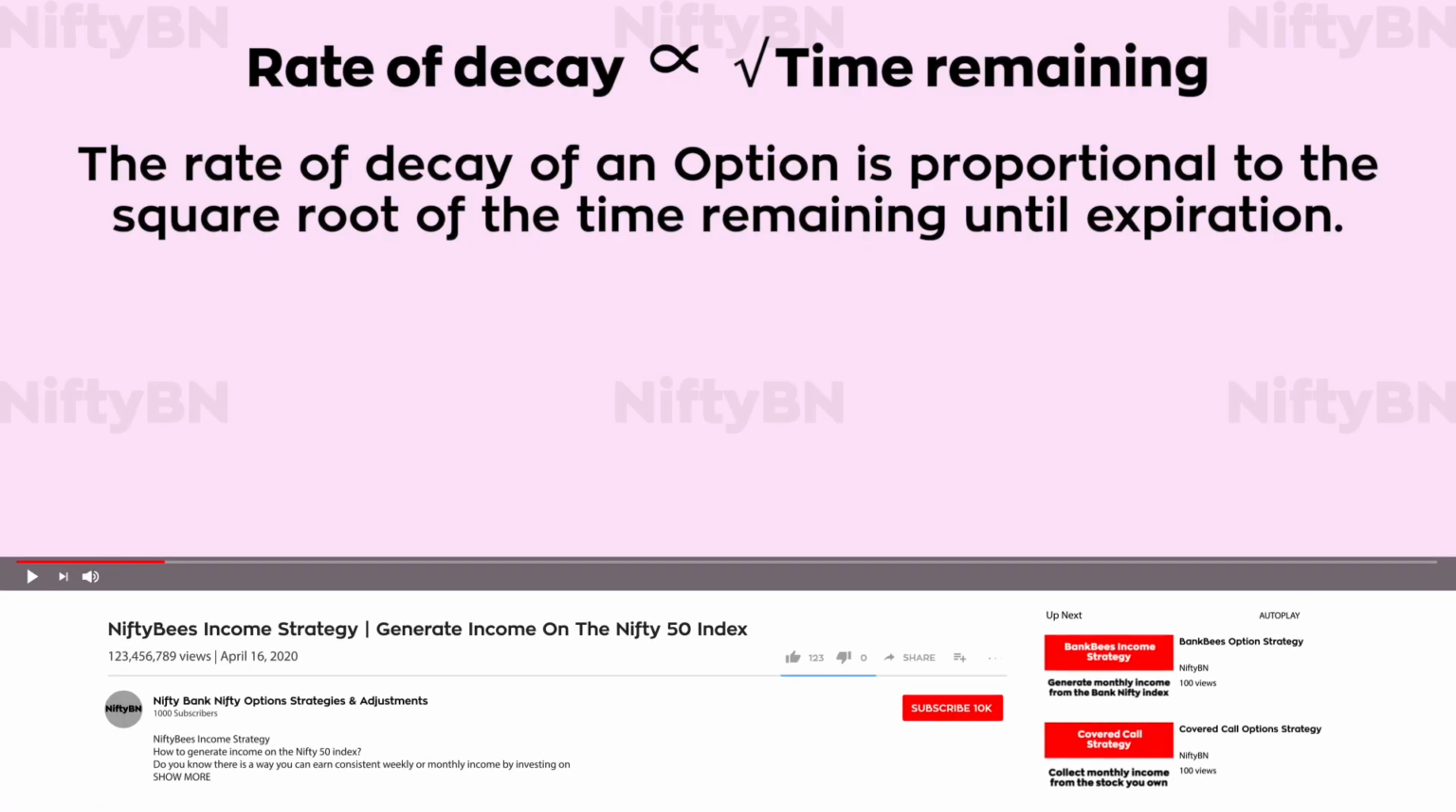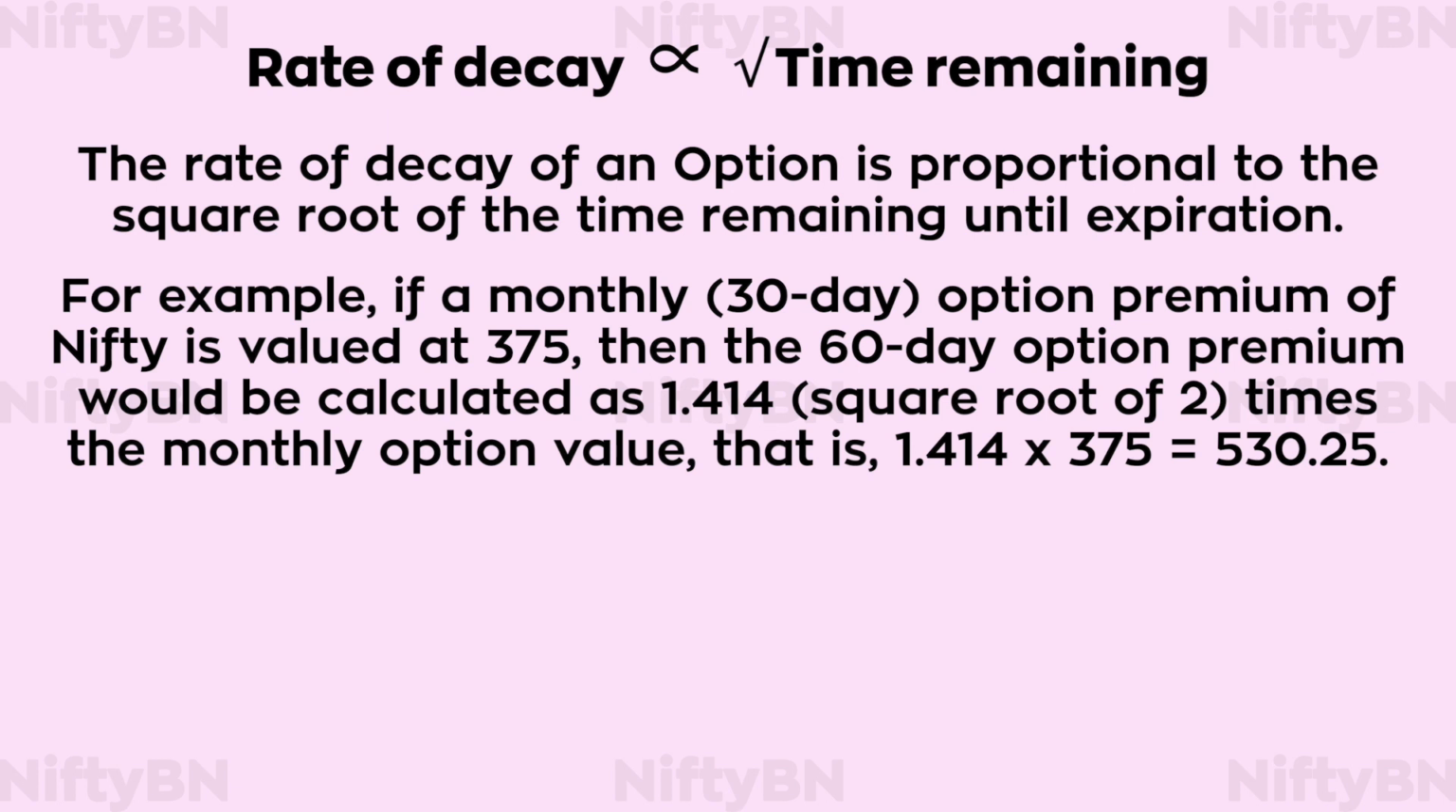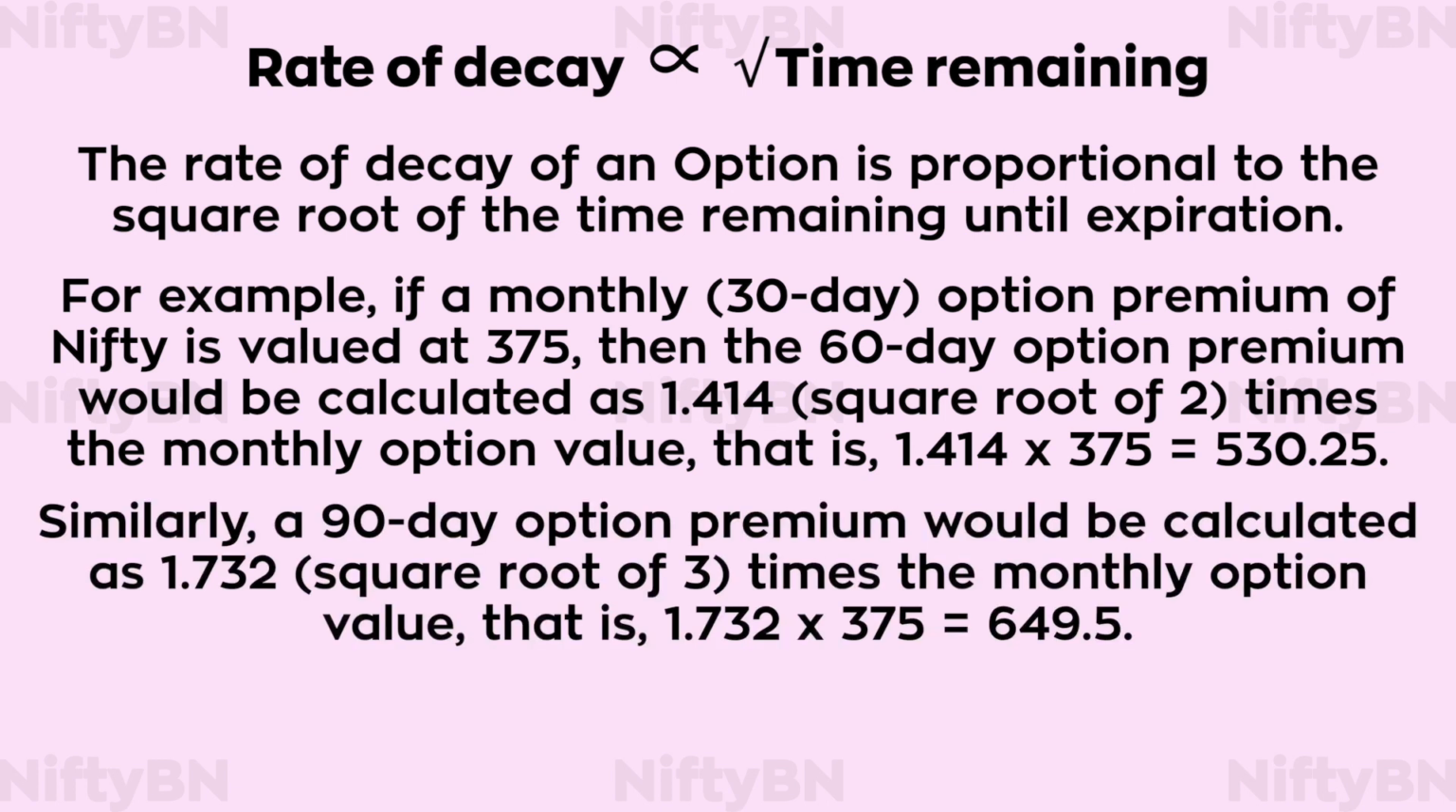The rate of decay of an option is proportional to the square root of the time remaining until expiration. For example, if a monthly option premium of Nifty is valued at 375, then a 60-day option premium would be calculated as 1.414, that is square root of 2 times the monthly option value, that is 1.414 into 375, which comes to about 530.25. Similarly, a 90-day option premium would be calculated as 1.732, that is square root of 3 times the monthly option value, that is 1.732 into 375, which comes to about 649.5.